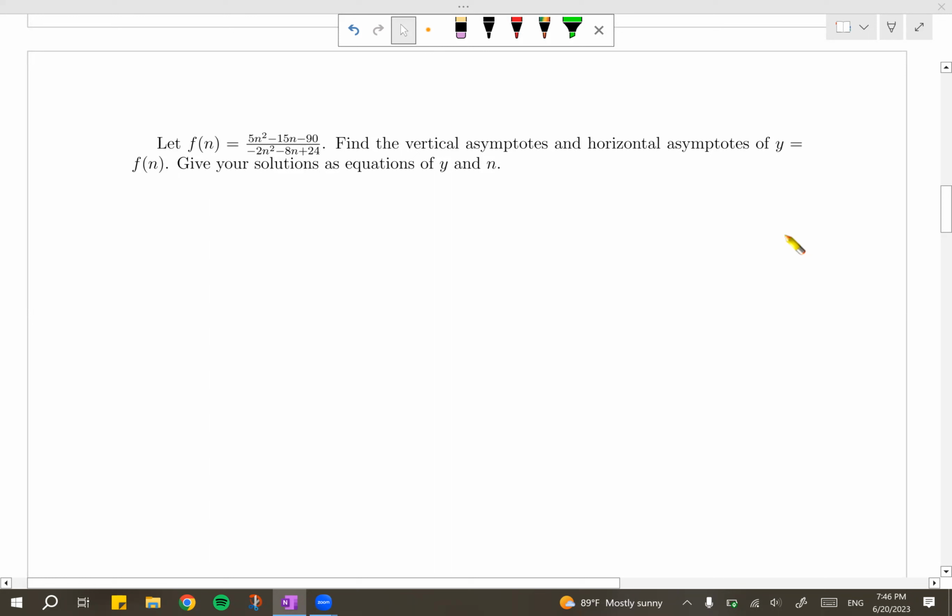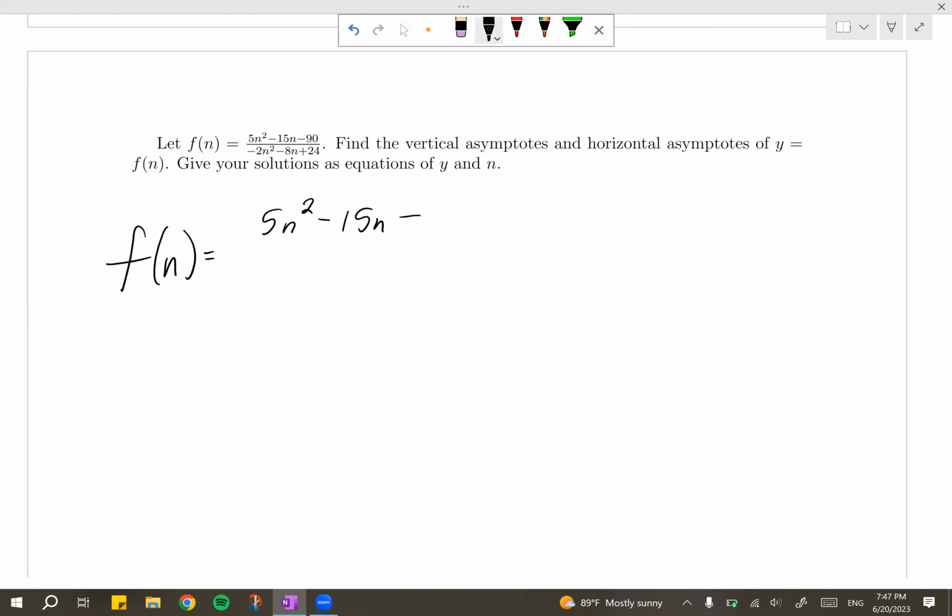Hey, so we have this problem and it wants us to find the vertical asymptotes and the horizontal asymptotes and give our solutions as functions of x and y. All right, so first thing I'm going to try and do is write my function first. F of n is equal to 5n squared minus 15n minus 90 over negative 2n squared minus 8n plus 24.